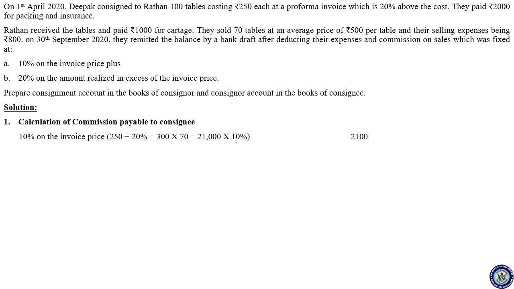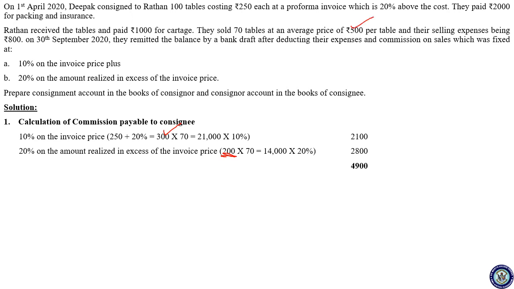Okay, next, 20% on the amount realized in excess of invoice price. So in excess of invoice price you realized 200, right? Invoice price is 300, you sold it for 500, means extra amount you gained, that is 200 into 70, means on 70 units the profit you earned is 14,000, on that 20%.